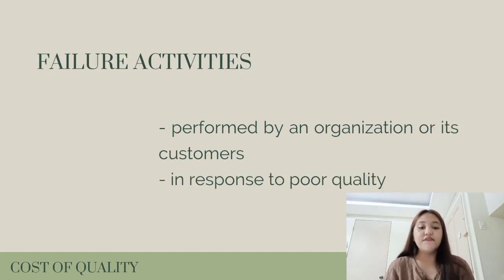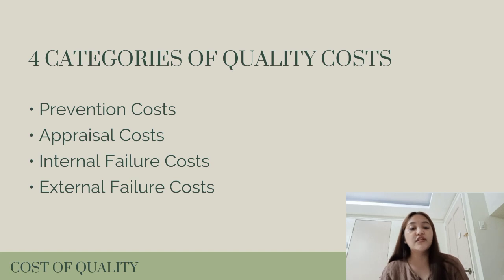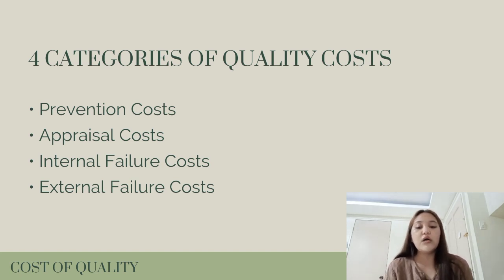Meanwhile, failure activities are the activities performed by an organization or customers in response to poor quality. These activities consist of internal and external failure activities. So there are four categories of quality cost, which are the prevention cost, appraisal cost, internal failure cost, and external failure cost. A quality cost report will provide both the total cost for each category and the relative cost of each category.